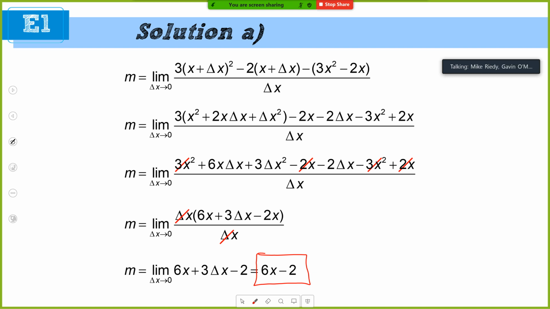Nobody's bothered by that answer? What to do with the plus 3 delta x? Say that again, Gavin. I'm sorry. Oh, never mind. I got it. Yeah, I took the limit, so the delta x thing disappears.